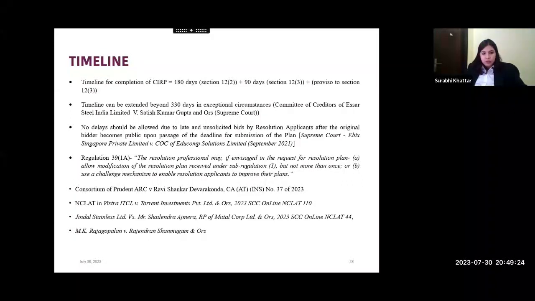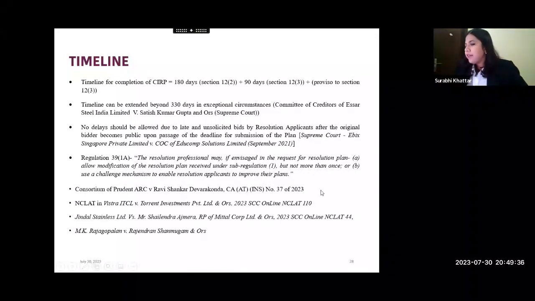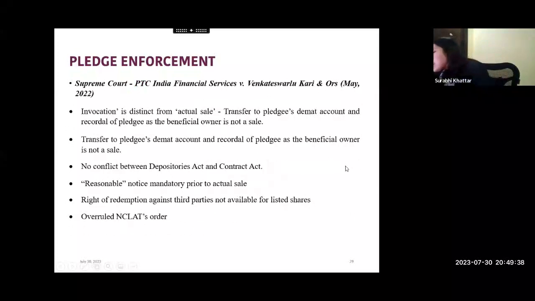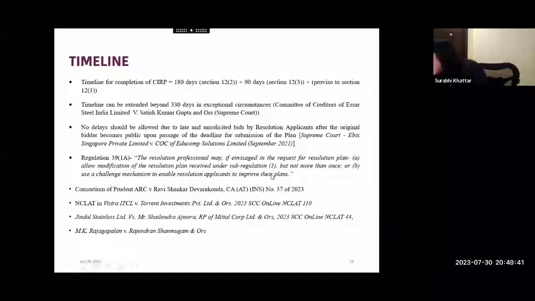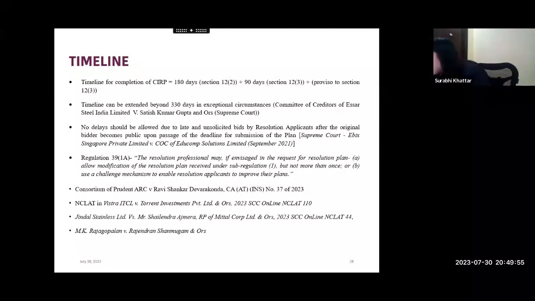However, another issue that has come up in this light is with respect to interpretation of Regulation 39(1)(a). I'll just read it out for everyone's easy reference: the resolution professional may, if envisaged in the request for resolution plan, A, allow modification of the resolution plan received under sub-regulation 1, but not more than once, or B, use a challenge mechanism to enable resolution applicants to improve their plans.